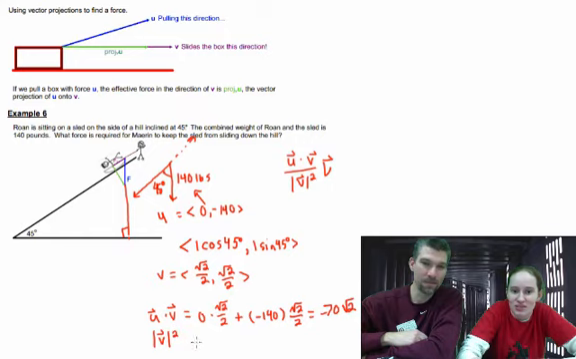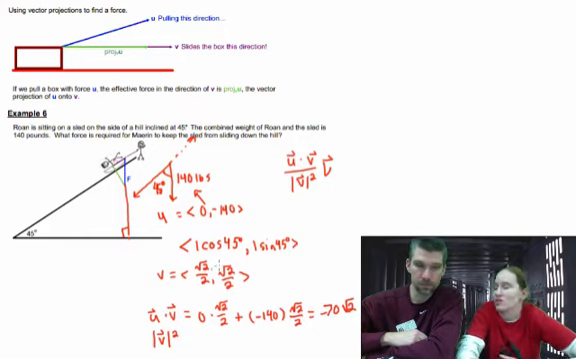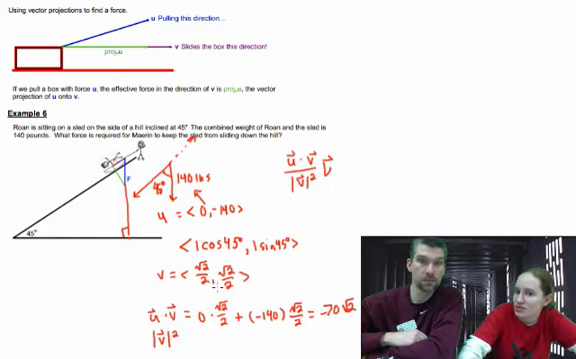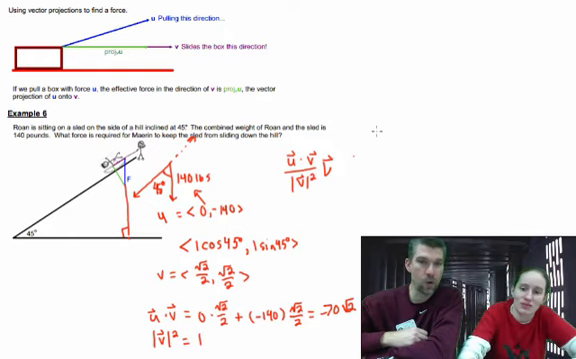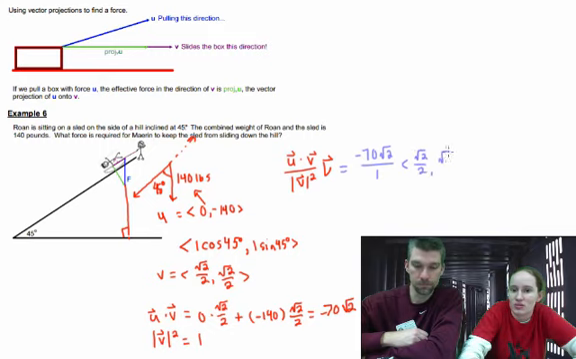The magnitude of v squared. Wait, this is a unit vector. So the magnitude of a unit vector is 1, and 1 squared is 1. How convenient. I wonder if that's why we picked the unit vector. Indeed. So that's negative 70 square roots of 2 on top over 1 times our vector v, square root of 2 over 2, comma square root of 2 over 2.